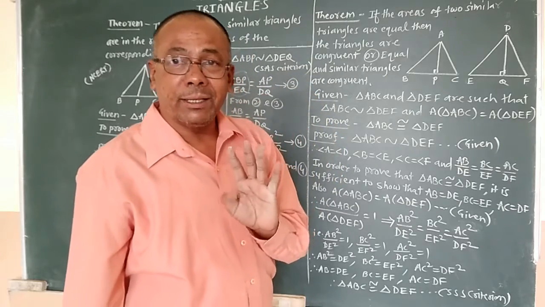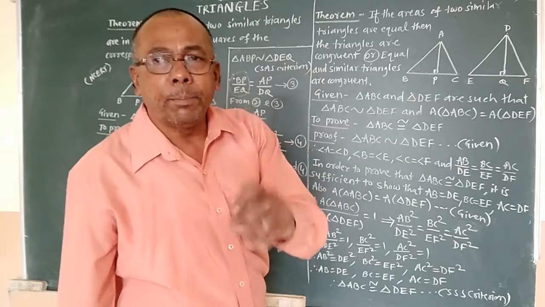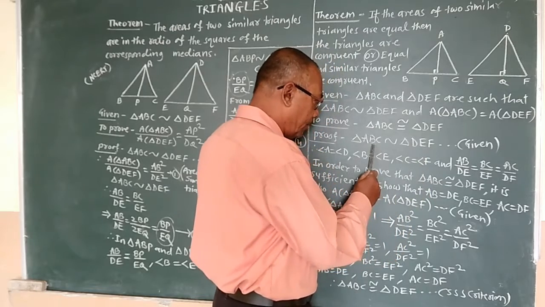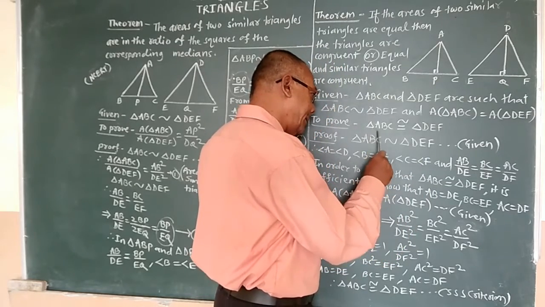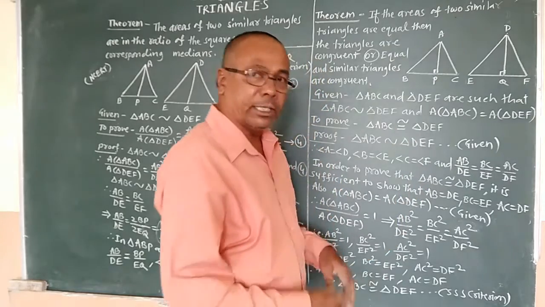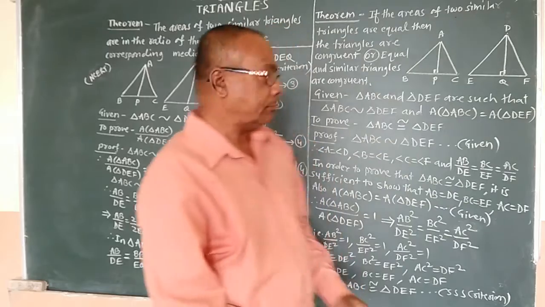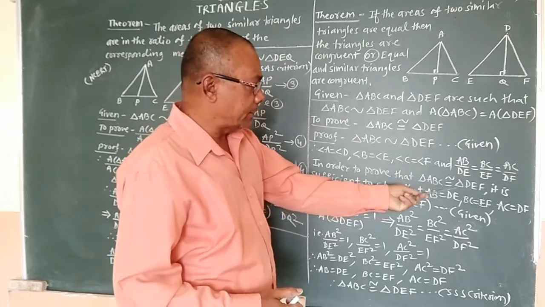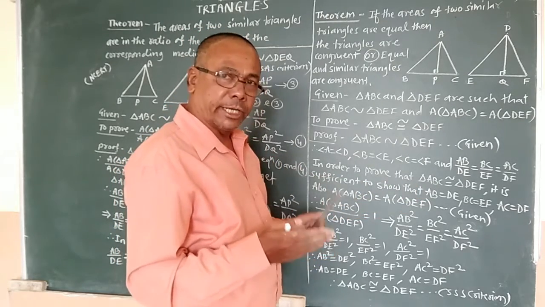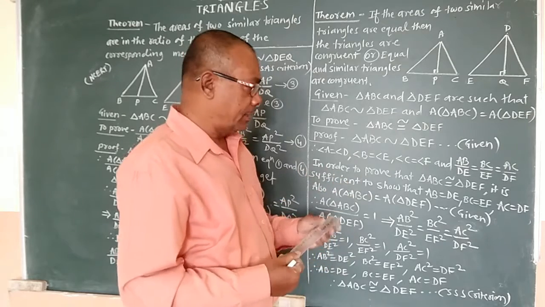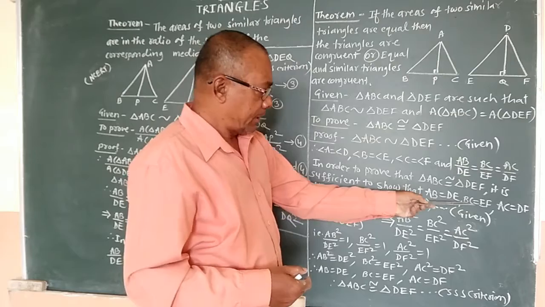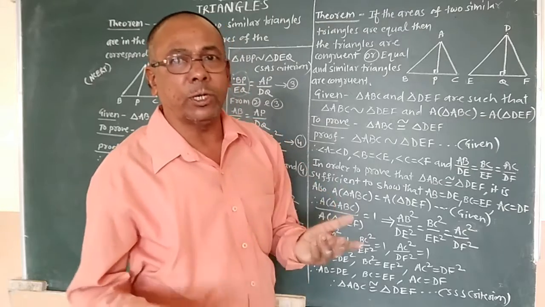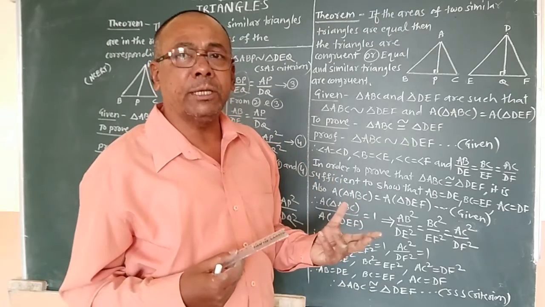If the two triangles are similar, then corresponding sides must be proportional. Yes, AB upon DE is equal to BC upon EF and AC upon DF. In order to prove that both the triangles are congruent, I have just stated that it is sufficient to show that AB equals DE, BC equals EF and AC equals DF, meaning corresponding sides are equal. If corresponding sides are equal, then the triangles must be congruent.